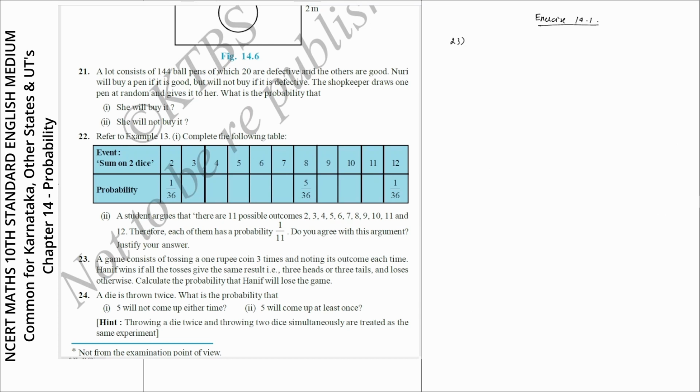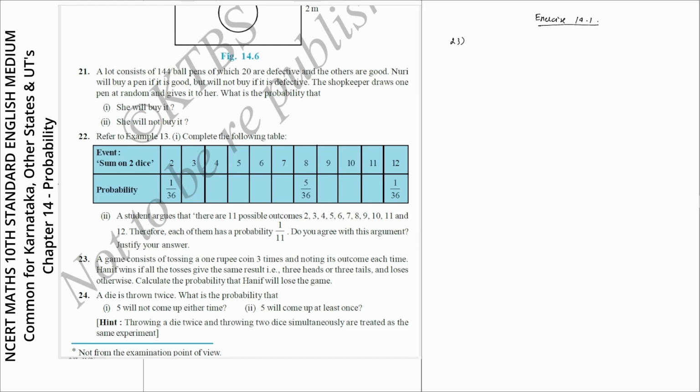Exercise 14.1, question number 23. A game consists of tossing a 1 rupee coin 3 times and noting its outcome each time. Hanif wins if all the tosses give the same result, that is 3 heads or 3 tails, and loses otherwise. Calculate the probability that Hanif will lose the game.